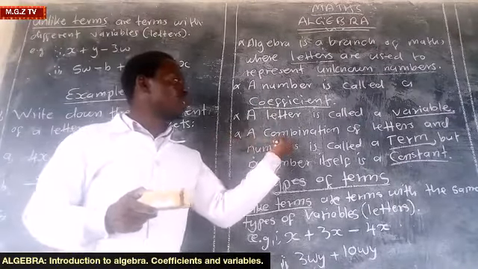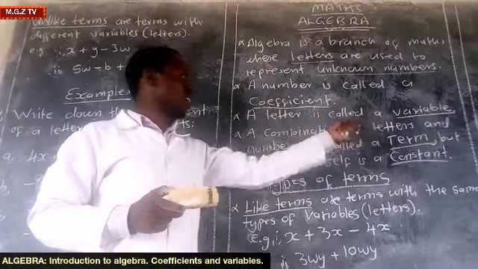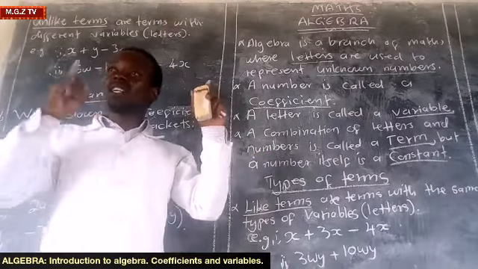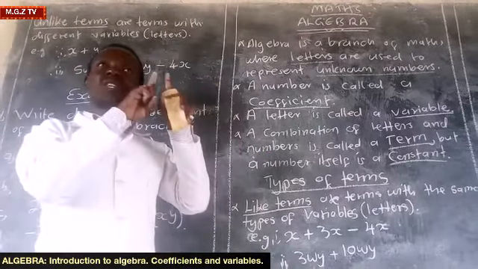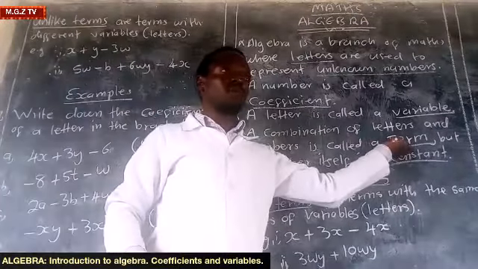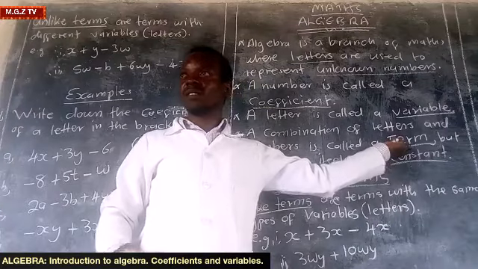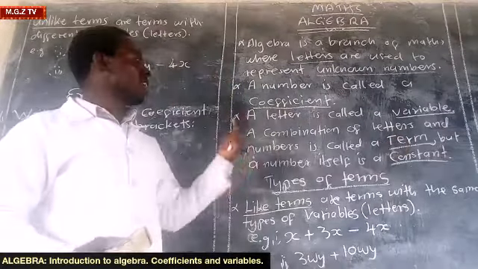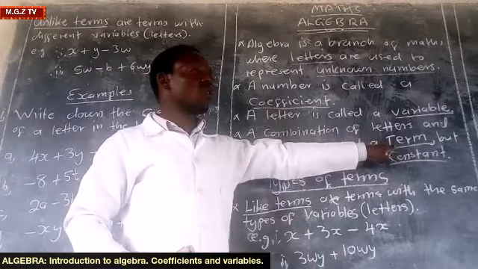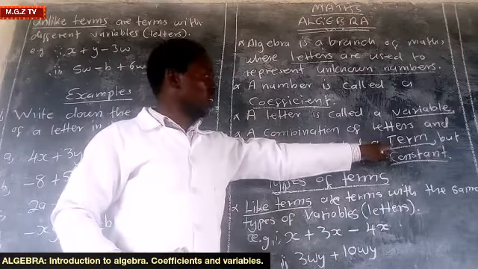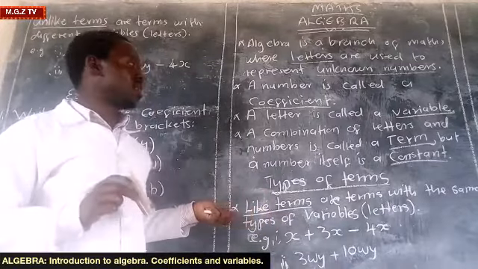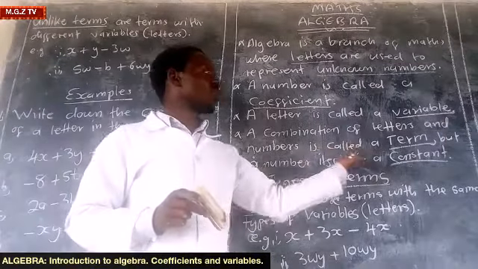Then a combination of letters and numbers. When you get a letter and a number and you put them together, it makes what we call a term. When a number and a letter are combined together, they form what we call a term. Then, if it is just a number, it is called a constant.